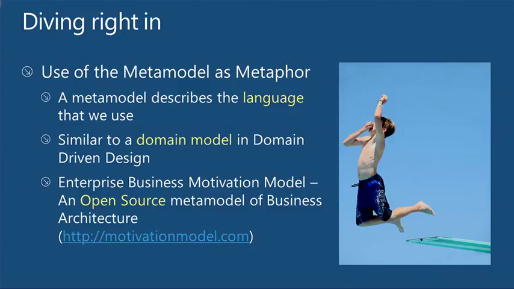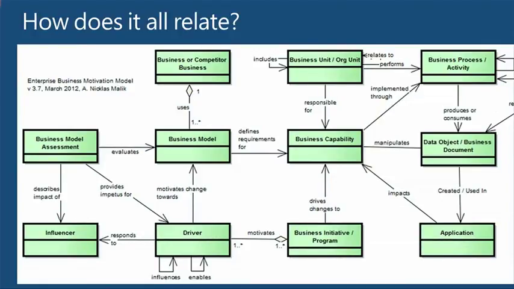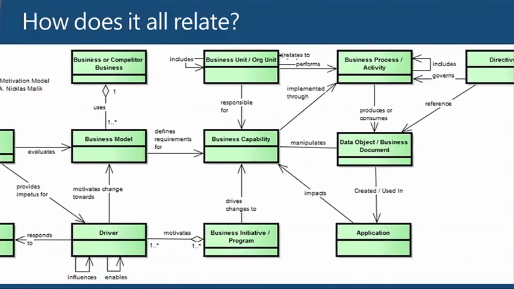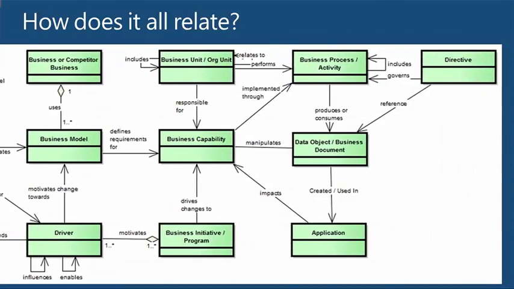So when you look at the model, it's kind of like an entity diagram, but it isn't. We're talking about terminology. If you've ever read about domain-driven design, this is like a domain model in domain-driven design. The open source meta model I use is the one I developed. It's called the Enterprise Business Motivation Model. That's a link to it. We'll actually go visit it a little bit later. So how does it all relate? That's the core elements of the Enterprise Business Motivation Model. It's 150 elements. Don't worry, you'll actually get the deck.